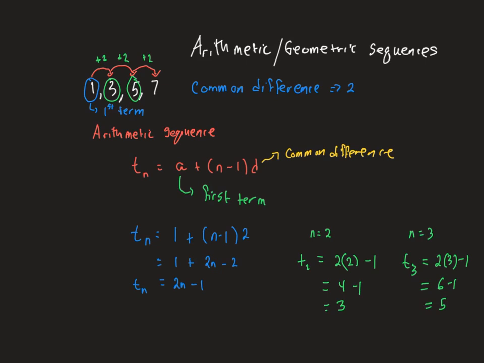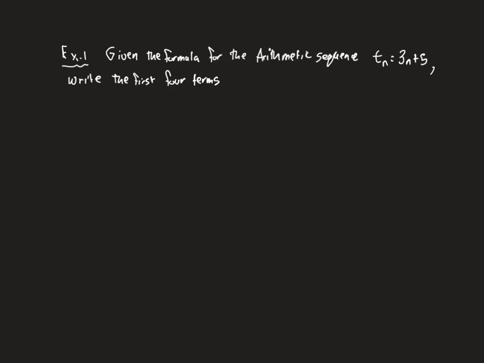So let's take a look at some examples. In this first example, given the formula, they want you to write the first 4 terms. That basically means they want you to solve this equation when n is equal to 1, 2, 3, 4. So you'll have 4 different numbers. So t of 1 is 3 times 1 plus 5. 3 times 1 is 3, plus 5 is 8.